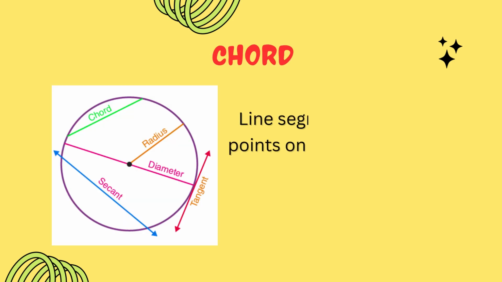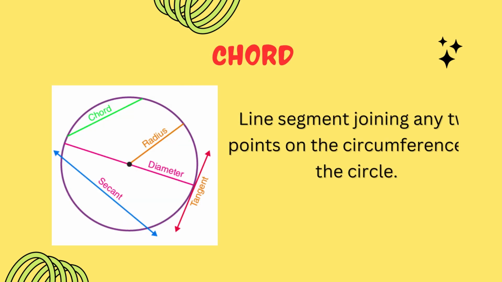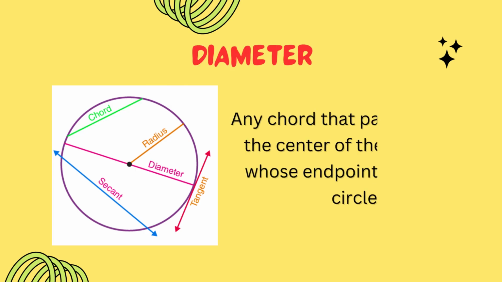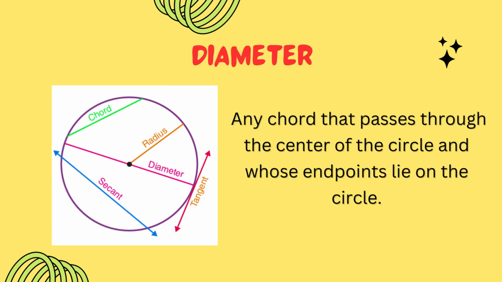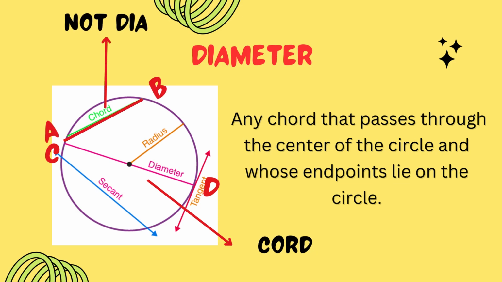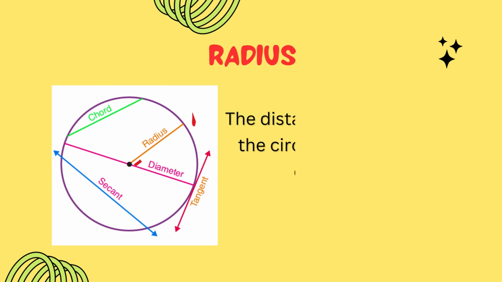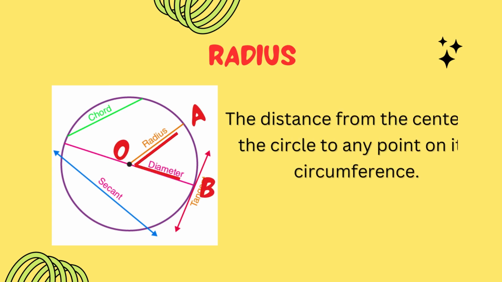So the first thing is chord. So chord is any line segment joining any 2 points on the circumference of the circle. For example, here this A and B, this is a chord. A specific kind of chord which passes through the center of the circle is called diameter. So in this case, CD is a diameter, but it is also a chord. And here AB, it's a chord, but it's not a diameter. And as we know, half of the diameter is called radius. So here OA, OB, they both are the radius of the circle.